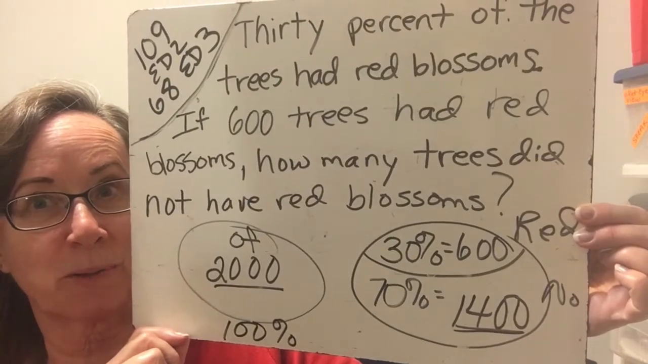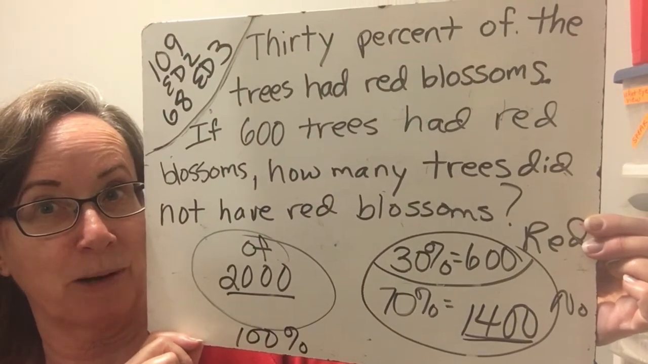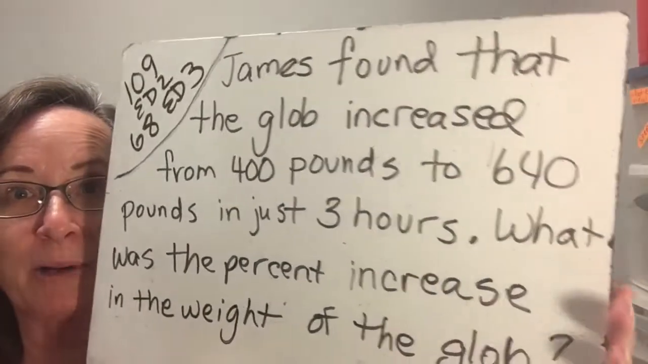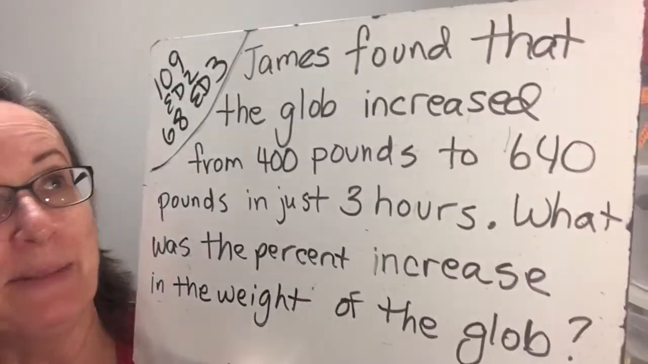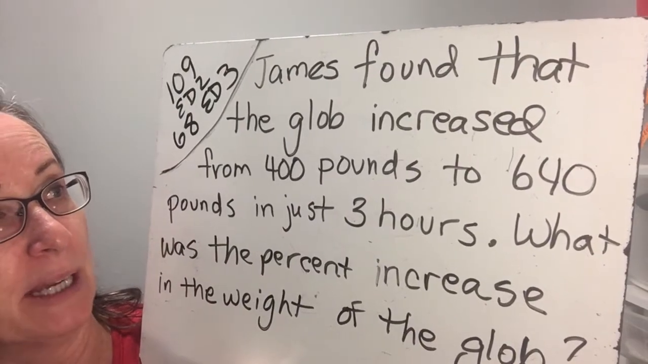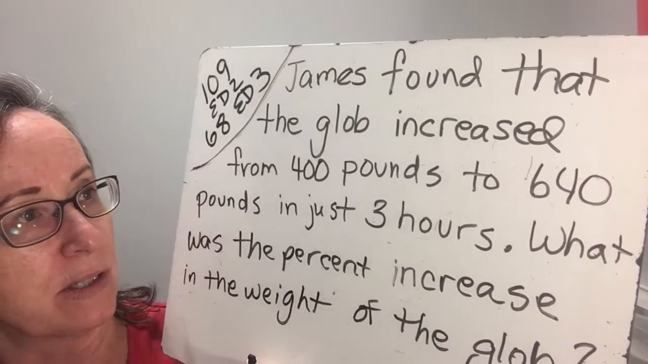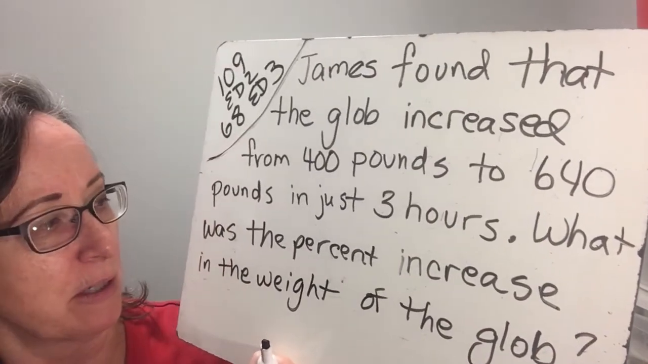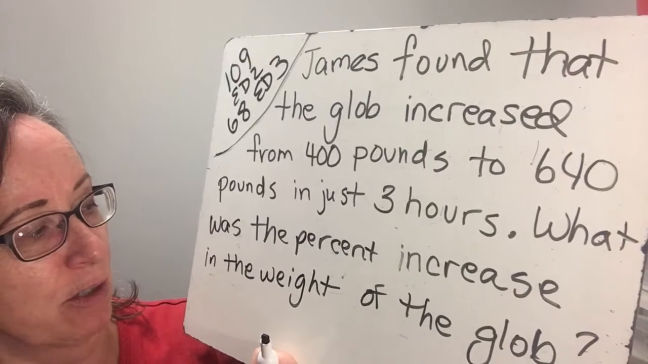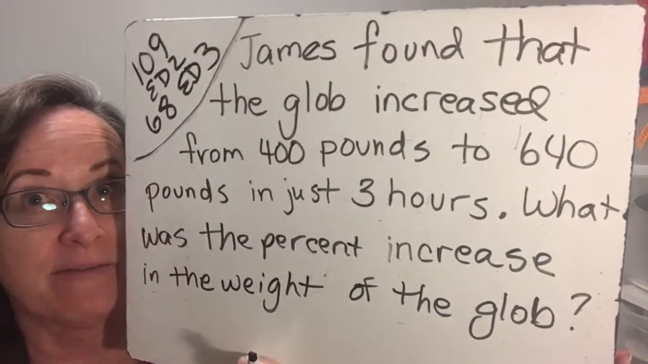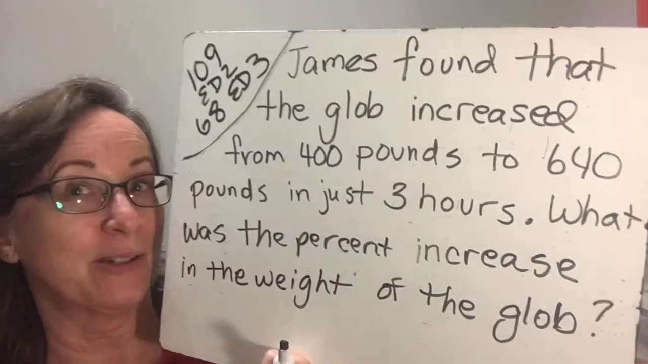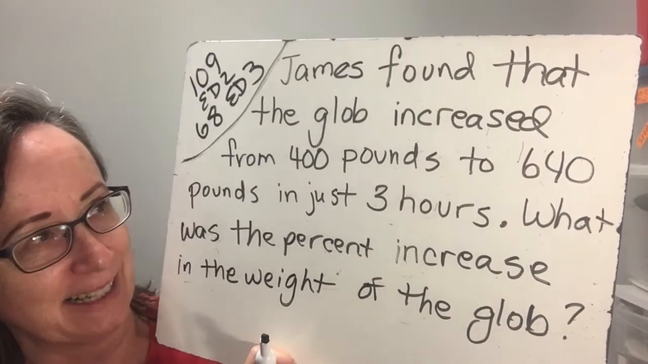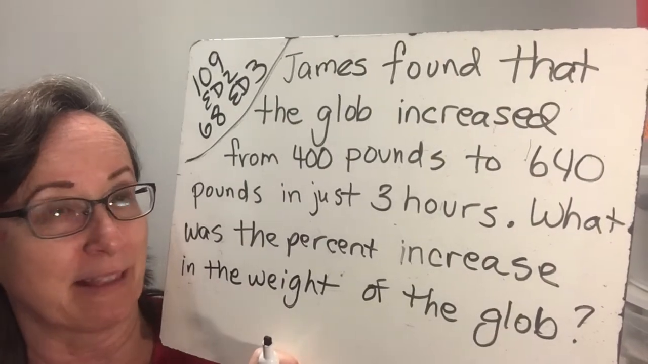So that one was your practice, and I forgot to tell you to pause your video, didn't I? Uh-oh. Here's our last problem. So we have James found that the glob increased from 400 pounds to 640 pounds in just 3 hours. What was the percent increase in the weight of the glob? So the 3 hours there is just kind of a tricky little distraction, isn't it? We're not really asked anything about the 3 hours.